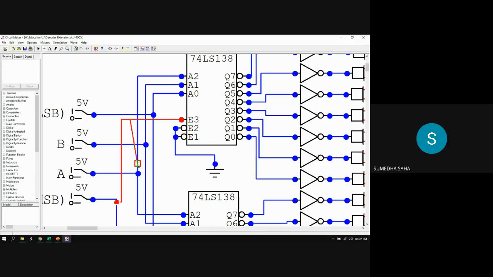Sir, ultimately it takes the value of E3, irrespective of E2 and E1. Sir, then what is the need for E2 and E1? As you mentioned, only if E3 is connected does it take the value. If E3 is not connected anywhere, then how does it take the value of E3?